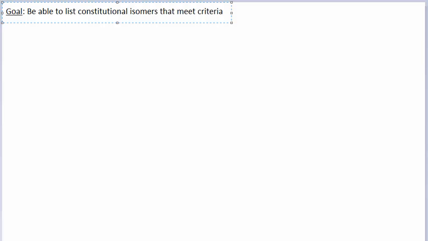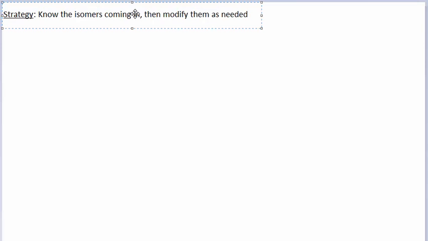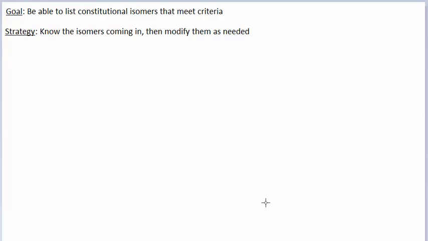Alright, so today's lecture is on isomerism. Typically, what you'll be given on an exam is a question that asks you to list all the constitutional isomers of a straight chain alkane that meets certain criteria. So the strategy, so you don't run out of time, is that you need to know the isomers coming into the exam, which sounds like a lot, but you'll see that it's not that bad.